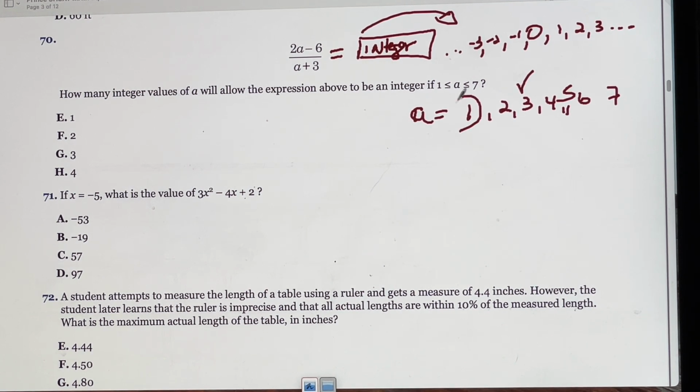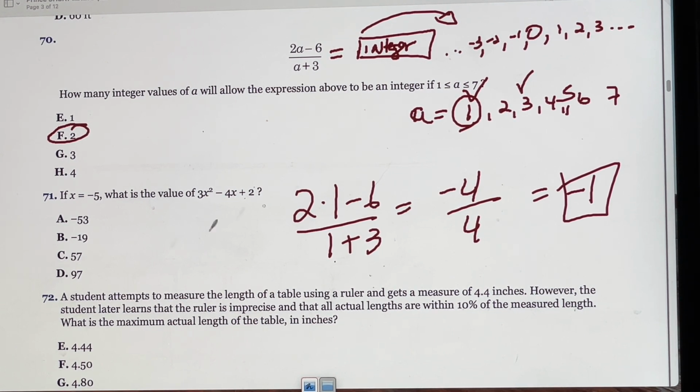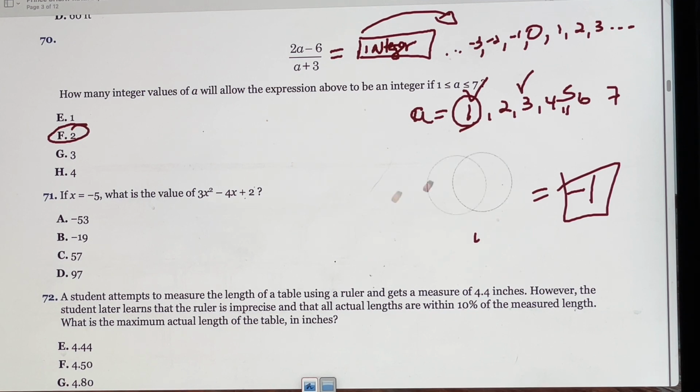Let's go back to 1, sorry. It's 2 times 1 minus 6 over 1 plus 3. 2 times 1 is 2, minus 6, sorry, is negative 4. 1 plus 3 is 4, and that gives me negative 1. Is negative 1 an integer? Yes. So out of the numbers from 1 to 7, 2 of them work: the 1 and the 3. I think the tricky part was the 3. You had to know that if you divide 0 by any number, you'll get 0.